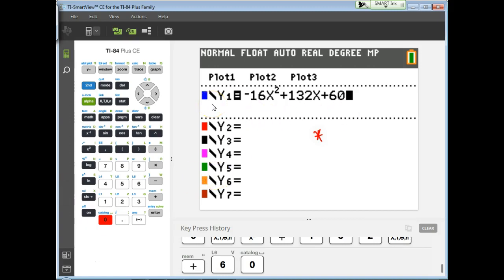Now, our window has not been set up yet, and being in PreCalc, I do expect you guys to be able to set up a window manually. I know some of us are big fans of Zoom Fit. Zoom Fit has its limitations. There are times when I use Zoom Fit. This isn't one of them, though.